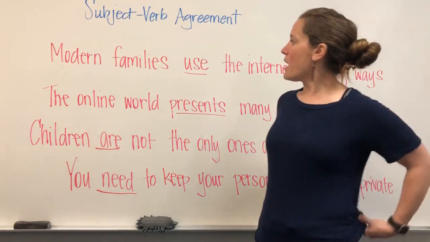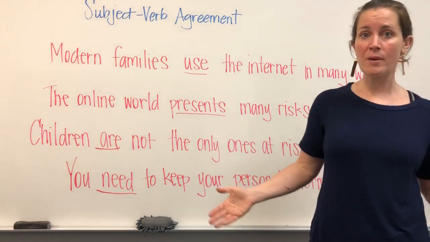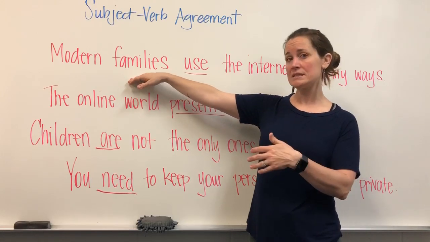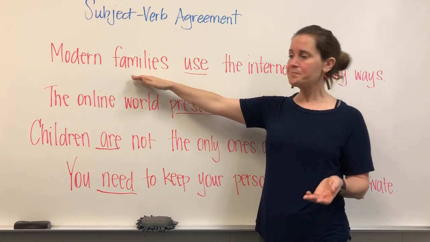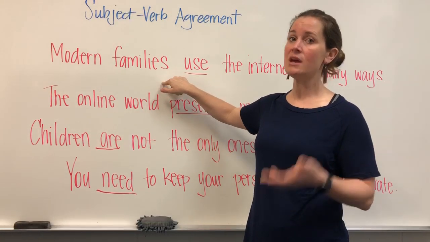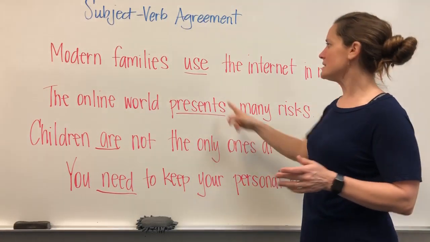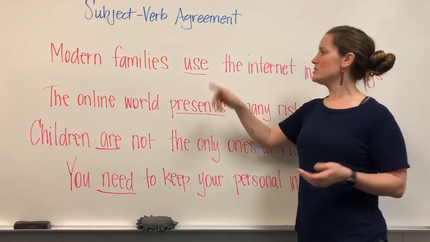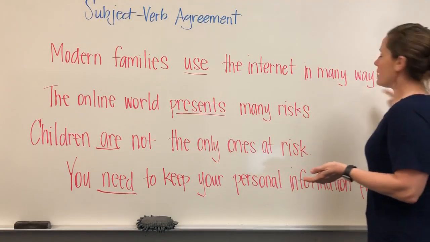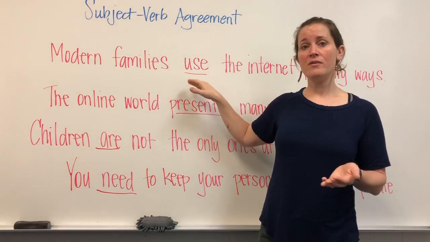Our first one says, modern families use the internet in many ways. All right, let's talk about this. First of all, our subject is families, right? Who or what is the sentence about? Families. We can see right here by this S that this is a plural subject. So, therefore, we're going to use a plural verb. But that means it's not going to have an S. So, instead of saying modern families uses the internet in many ways, we say use. Use is our plural form of a verb.